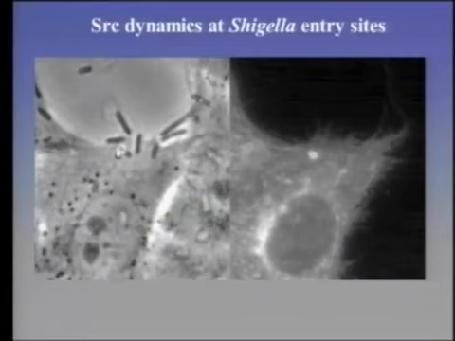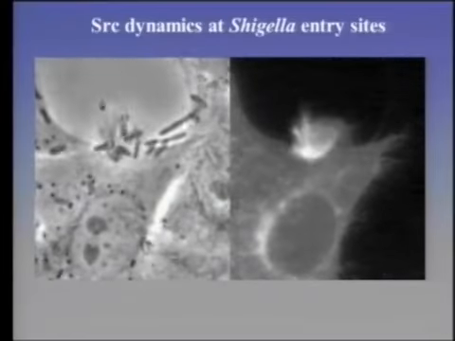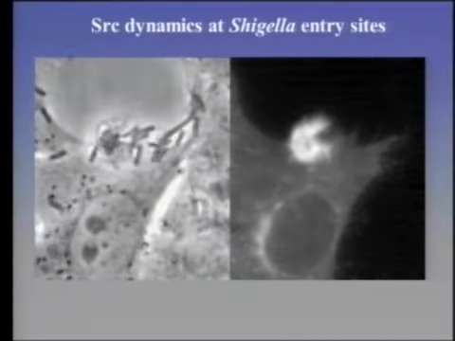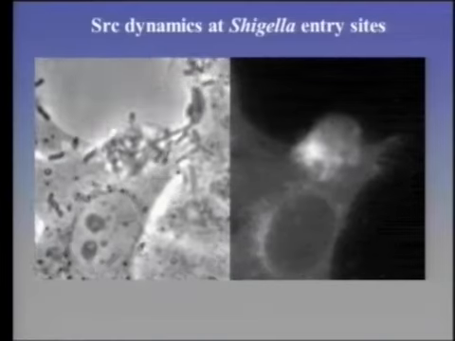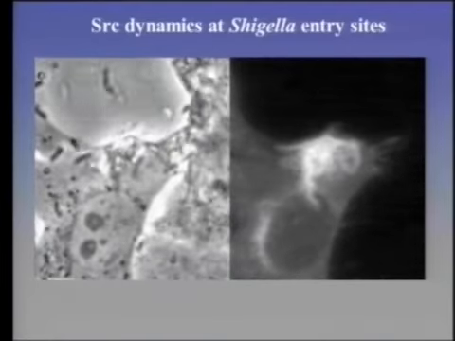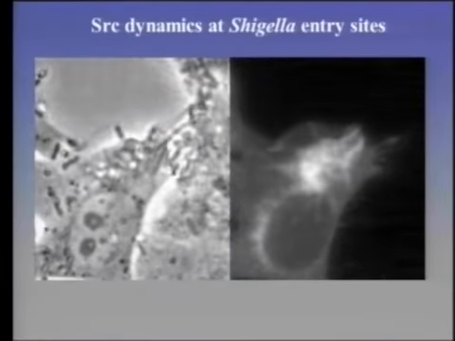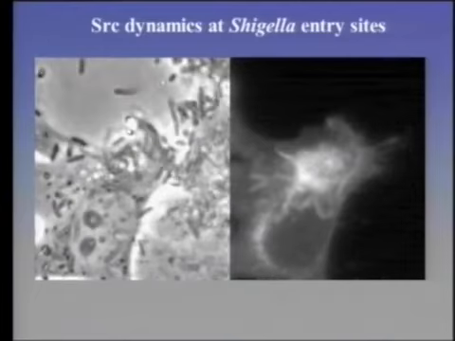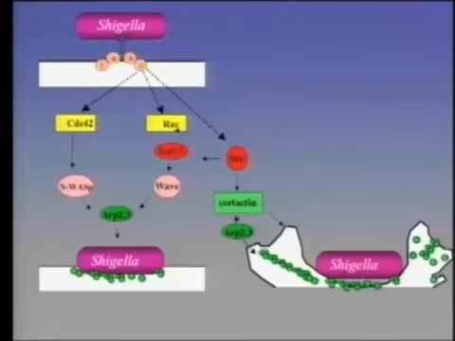So you can see also that during the early stages of contact, you have recruitment of the tyrosine kinase at the intimate contact, which makes us believe that during the initial contact, recruitment of the Src kinase is important for invasion.